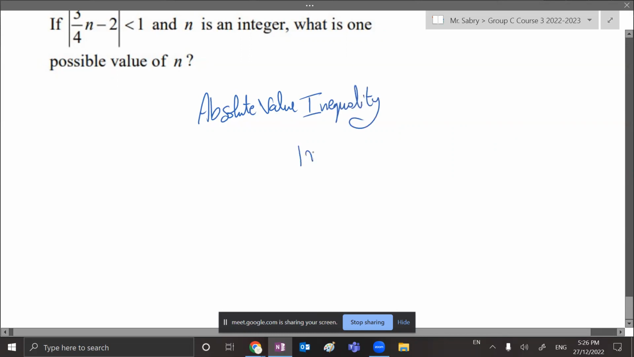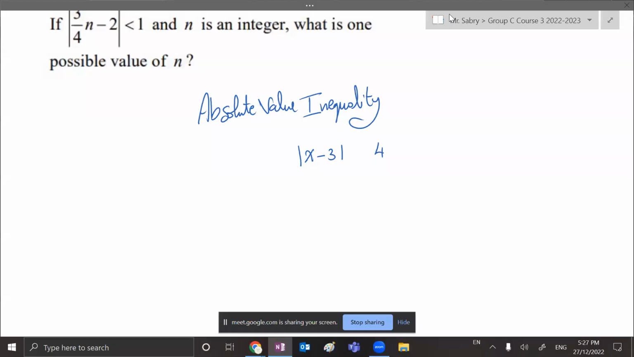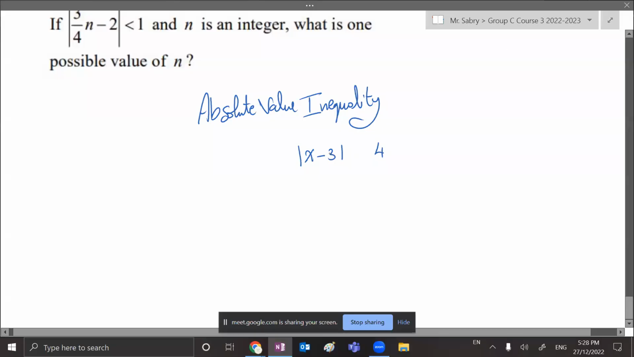So imagine if I have an inequality like this, |x minus 3| bigger than 4. I'm sorry, let's not take bigger than, let's take it as smaller. So imagine we have |x minus 3| less than 4. How do we solve this one?